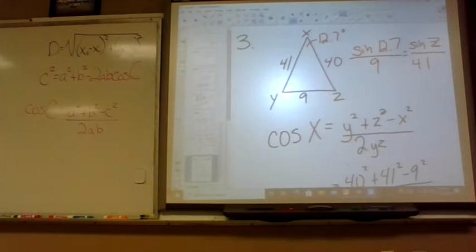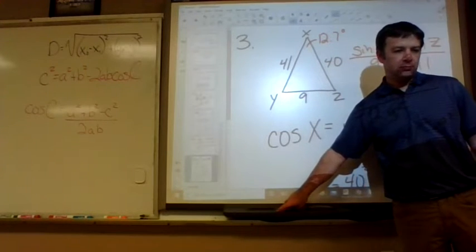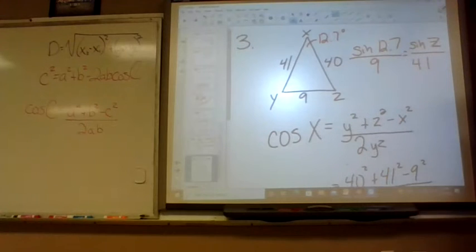Most of the time we just have to use cross multiplication, 41 times sine 12.7 equals 9 sine Z, and then sine inverse. After you get one other thing, you'll have enough for the law of sines. Do you still do inverse stuff or is it just regular numbers? Use inverse when you're finding the angles. Yeah, we would need the inverse.